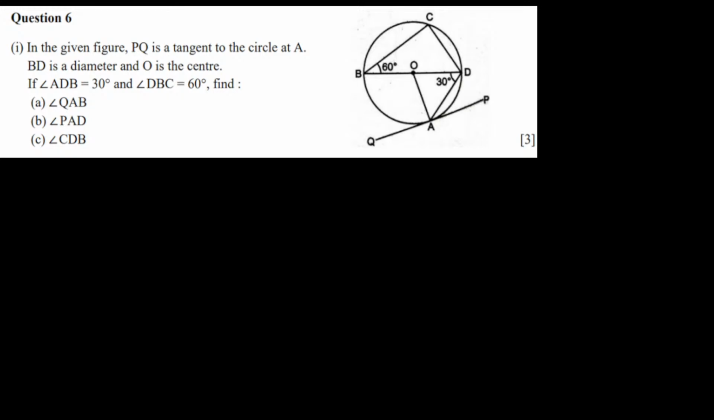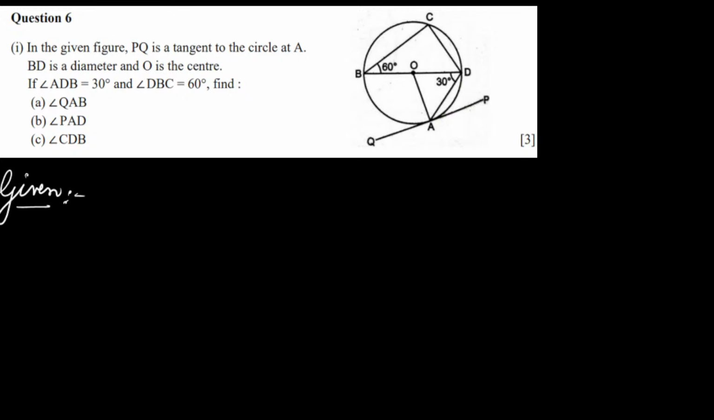Let's start from question number 6, first part. This is a question from circles. Whenever you are doing any question of geometry, first of all you have to write the given things. I want you to follow this pattern so that in the exam there is no chance of losing marks anywhere. So what's given to us?